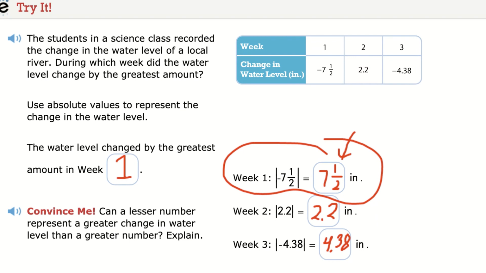And then there was a convince me, which you didn't have to do, but I'll go over it now just in case you were curious. Can a lesser number represent a greater change in water level than a greater number? Explain. Well, we just proved here that this number represented a greater change, even though it was actually the smallest number in this list. Negative 7.5 would be the furthest to the left on the number line out of all these 3 numbers, yet it was representing the greatest change because it had the greatest absolute value.